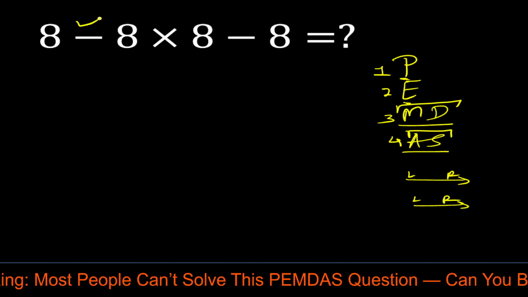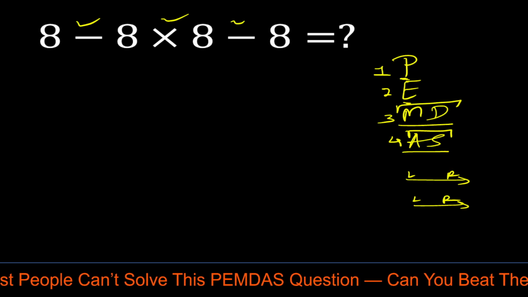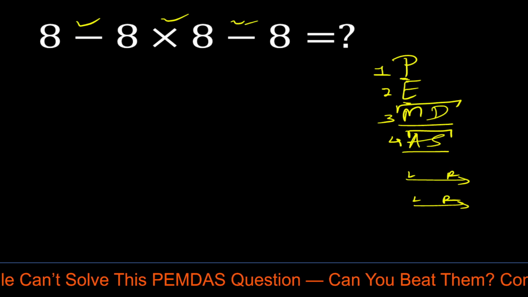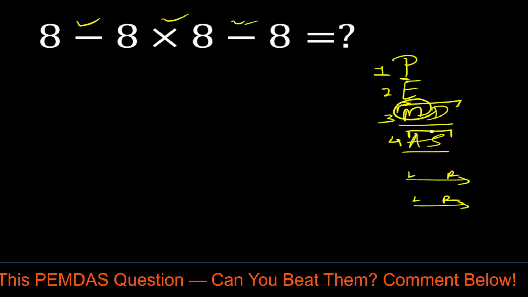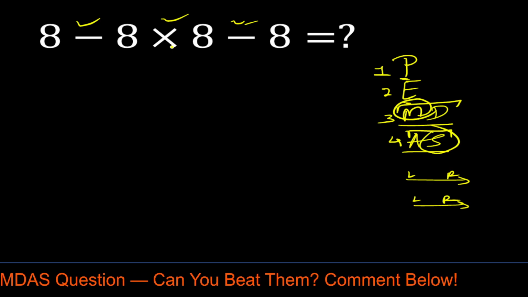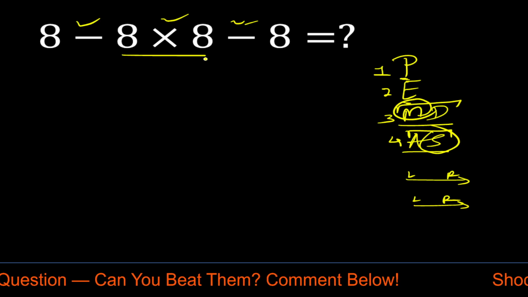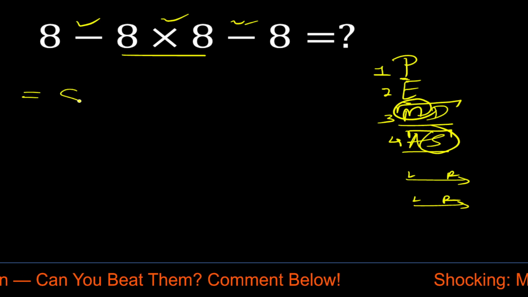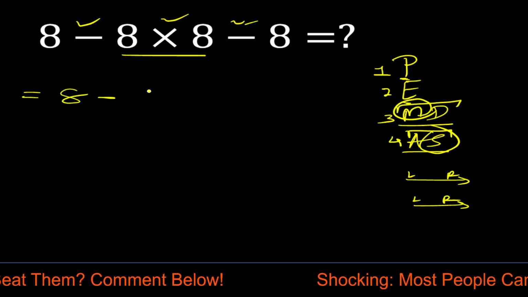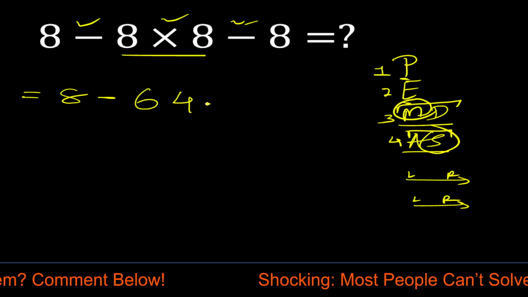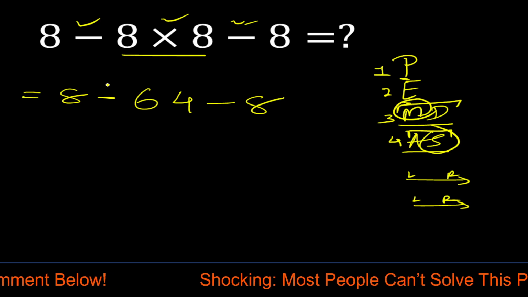So in this question, here we have subtraction, here multiplication, and here subtraction, right? So according to the PEMDAS rule, first we have to solve multiplication, then we have to solve subtraction, right? So first we have to solve this multiplication. So 8 minus, now solve this multiplication, 8 times 8 is equal to 64, minus 8.